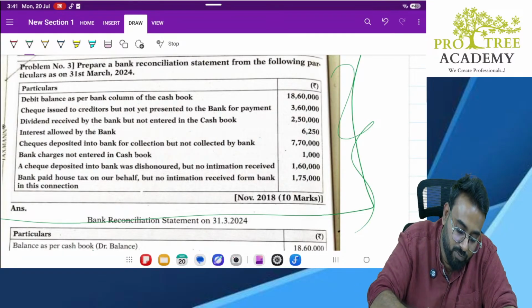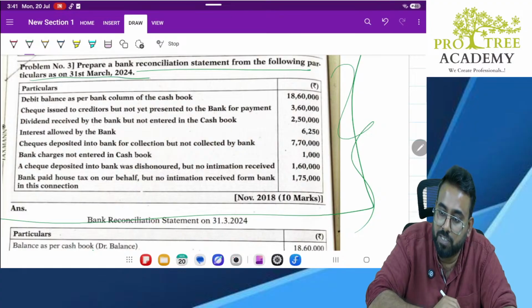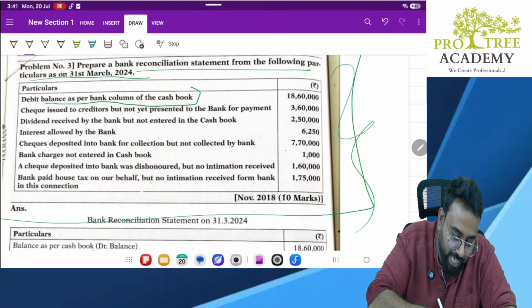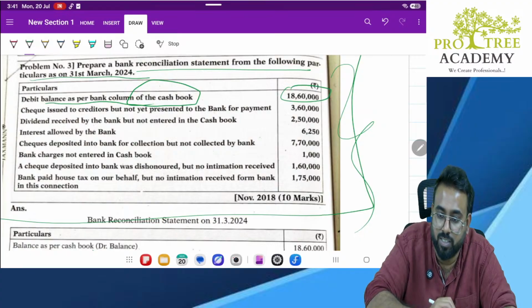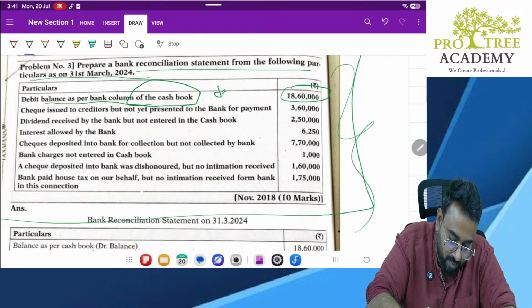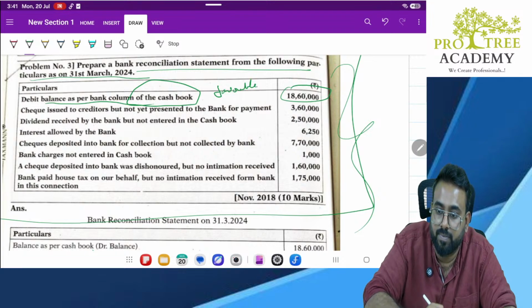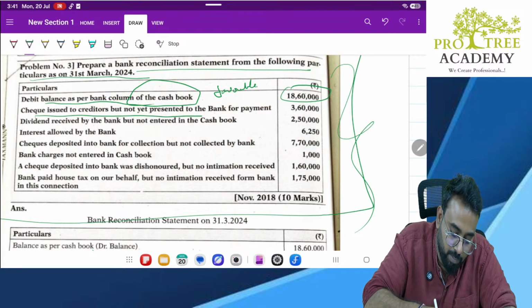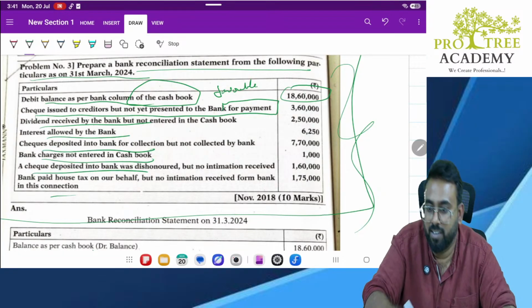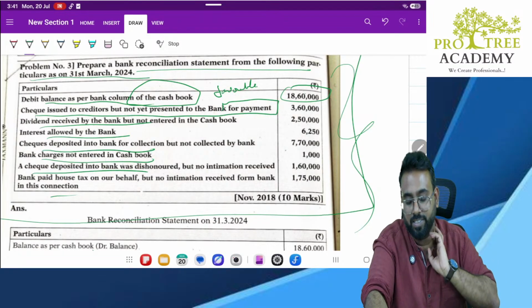Prepare a BRS from the following particulars as on 31st March 2024. Debit balance as per cash column of the cash book 18,60,000. Debit balance of cash book ಅಂತ ಹೇಳ್ತಿದ್ದಾರೆ. So it is a favorable balance. Checks issued to creditors but not yet presented to the bank for payment. Dividend received, interest allowed, check deposited, bank charges. Simple. Finish it off in 5 minutes.